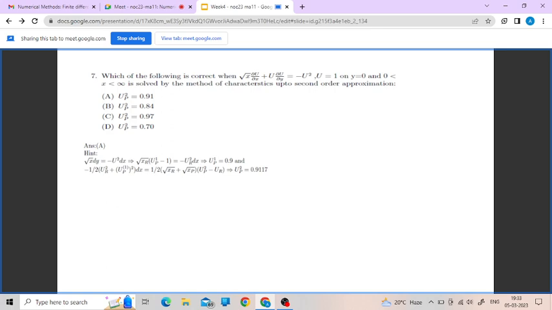Here in this previous question 6, it was the same. Here we just found the characteristic through (x, 0), and in the next question, that is question number 7, we found it up to second order approximation. Fine.